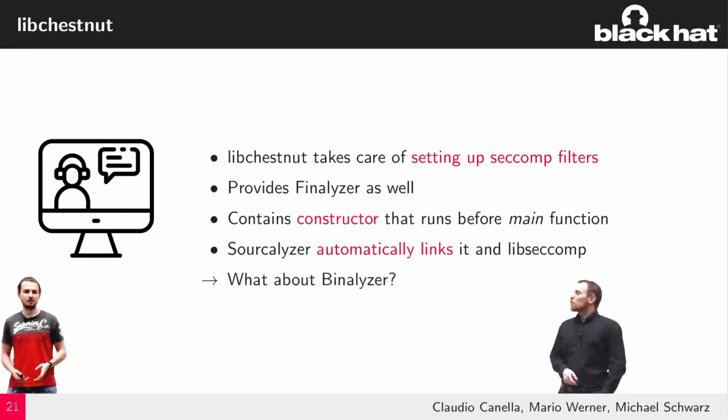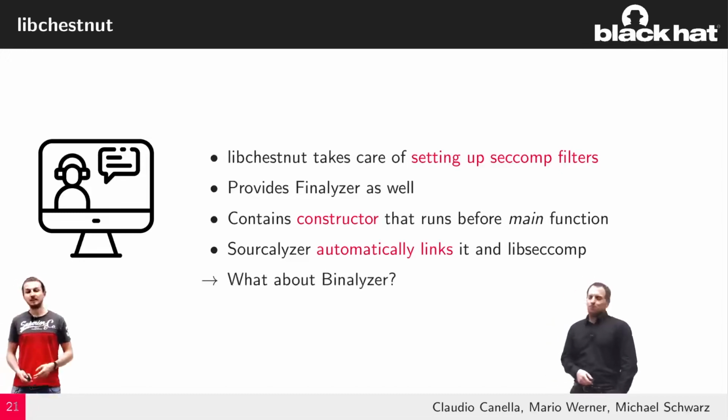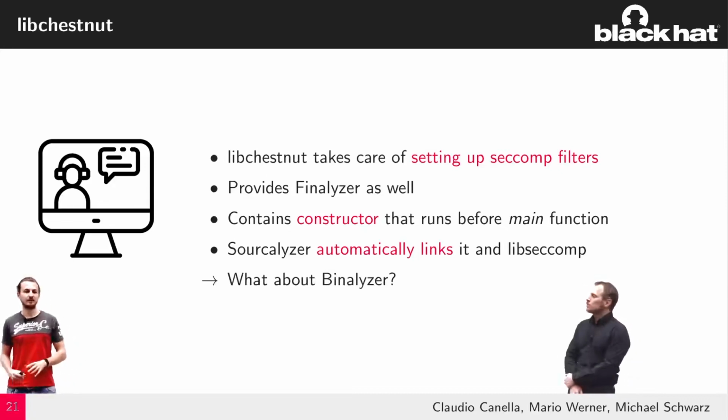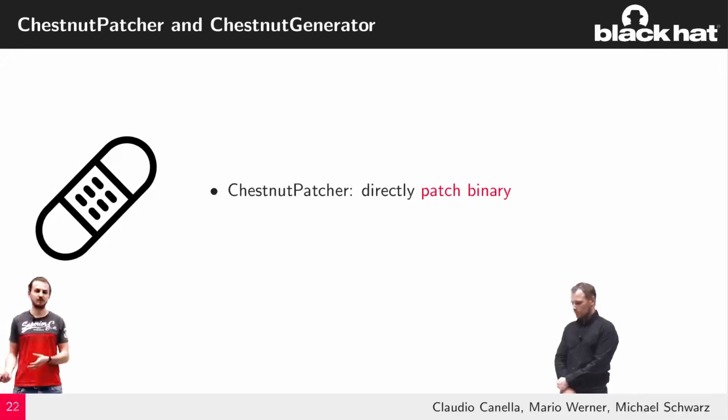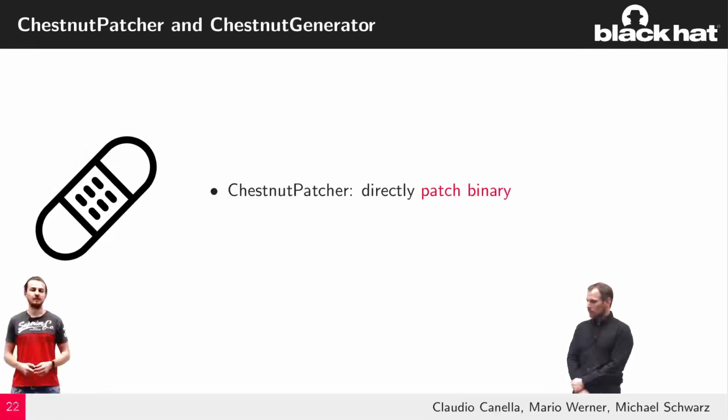So the question here is then, what about Binalizer? In Binalizer, we cannot simply link against it, right? So when we think back to the overview that I gave earlier, we had these two other tools there, Chestnut Patcher and Chestnut Generator. So they can be used for this. Chestnut Patcher more or less uses the information that is provided, the number of system calls that are being executed or that need to be allowed, and directly patches the binary, includes them in a node section, and also links against libseccomp and libchestnut.